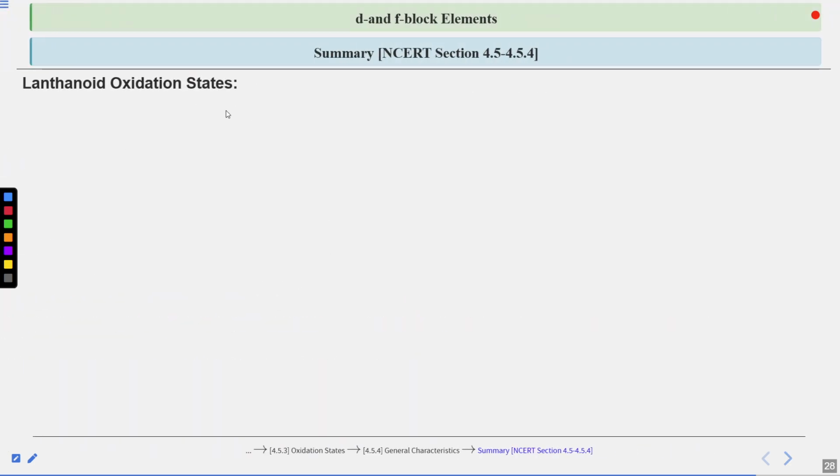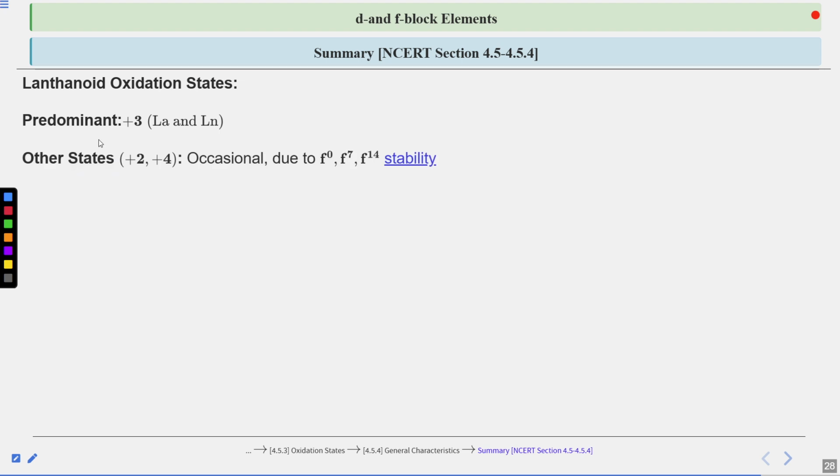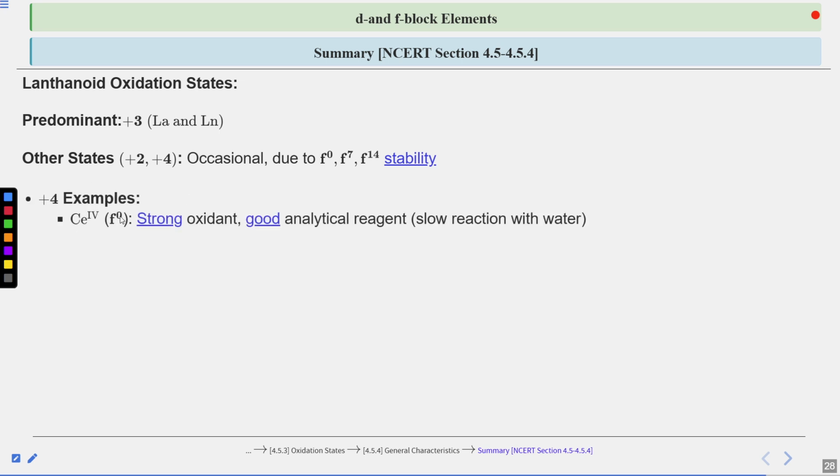We have then talked about lanthanoid oxidation states. The predominant one is +3, for lanthanum and the lanthanoids. The other states shown by the lanthanoids are +2 and +4, which are occasional depending upon the stability of the configuration, due to f0, f7 and f14 configurations. The +4 example is cerium 4+ having f0 configuration, which is a strong oxidant, a good analytical reagent, and it shows slow reaction with water.